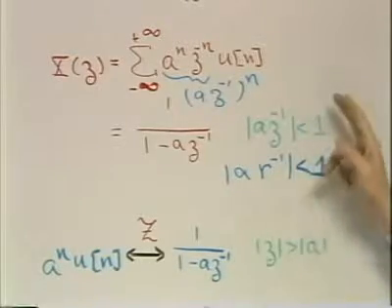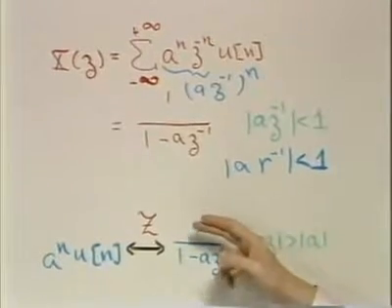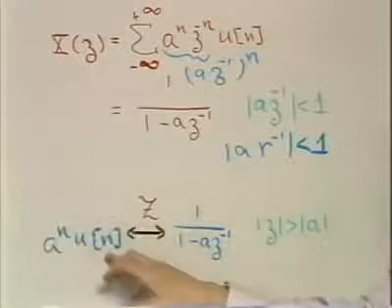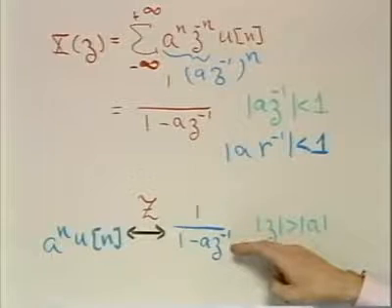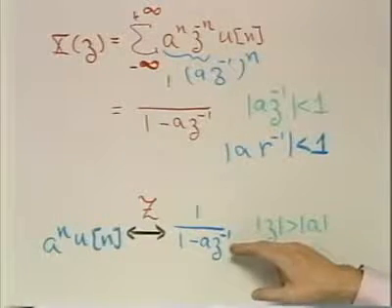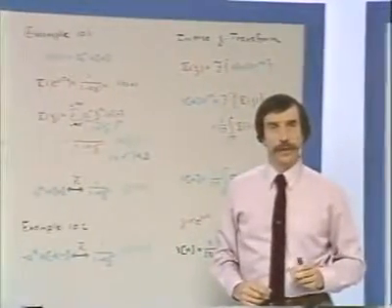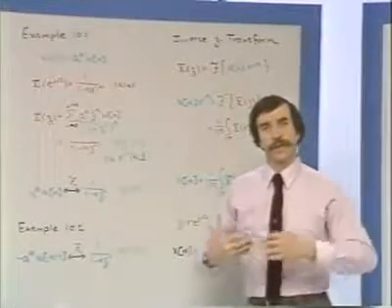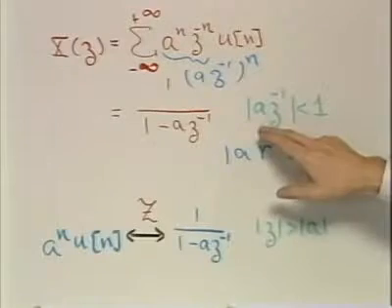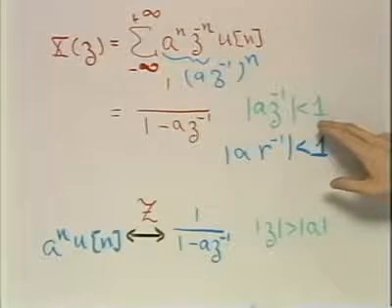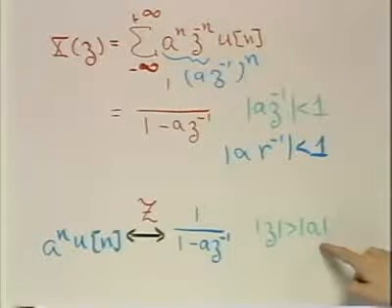All right, so from what we've worked out here then, what we have is the Z transform of a to the n times u of n is 1 over 1 minus a z to the minus 1. That works for any value of a, provided that we pick the value of z correctly. In particular, we have to pick the set of values of z so that what? So that the magnitude of a times z to the minus 1 is less than 1, or equivalently, so that the magnitude of z is greater than the magnitude of a.